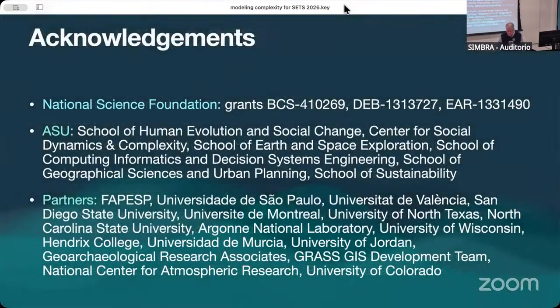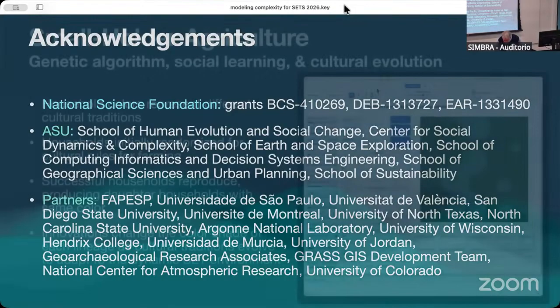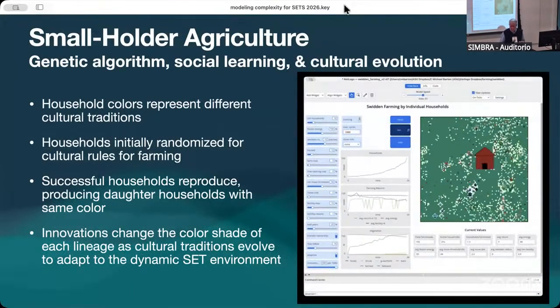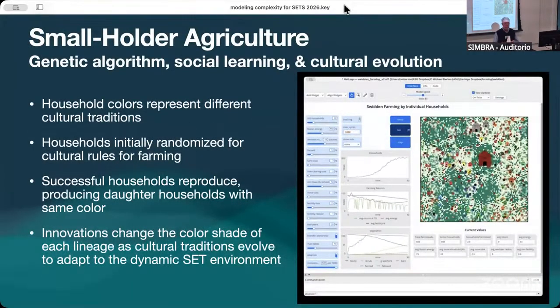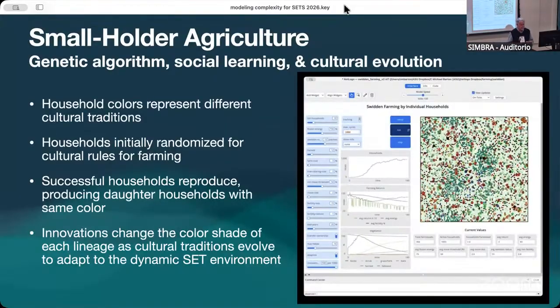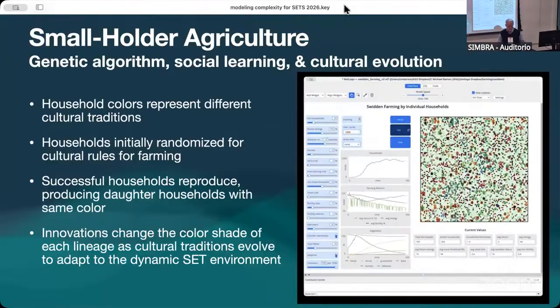So I want to acknowledge all the supporters of this work. There's been a lot, at ASU and internationally, including here and FAPESP and the University of Sao Paulo. Pardon me. And then I'll leave you with this for questions. This is my genetic algorithm running, and different colors represent different household norms and lineages. So you can trace those colors and things. So thank you very much.